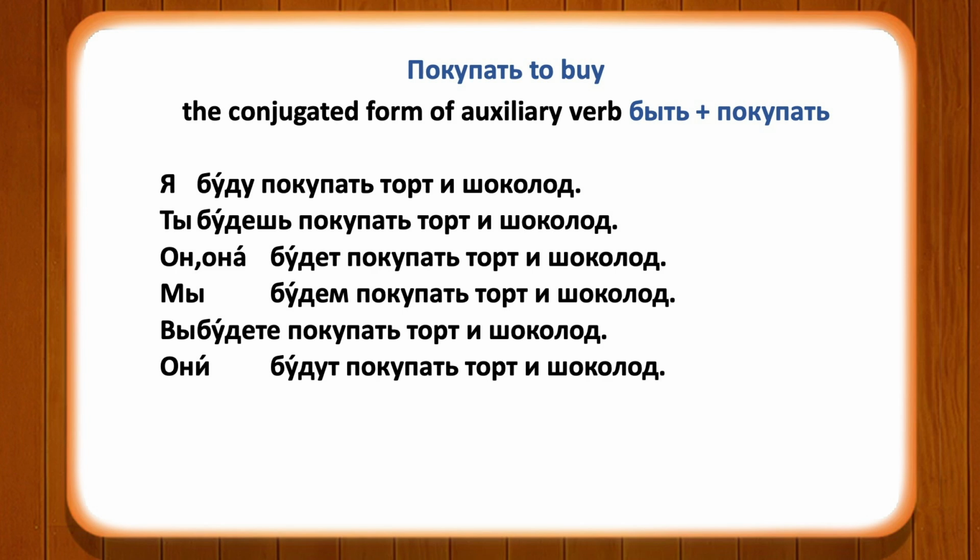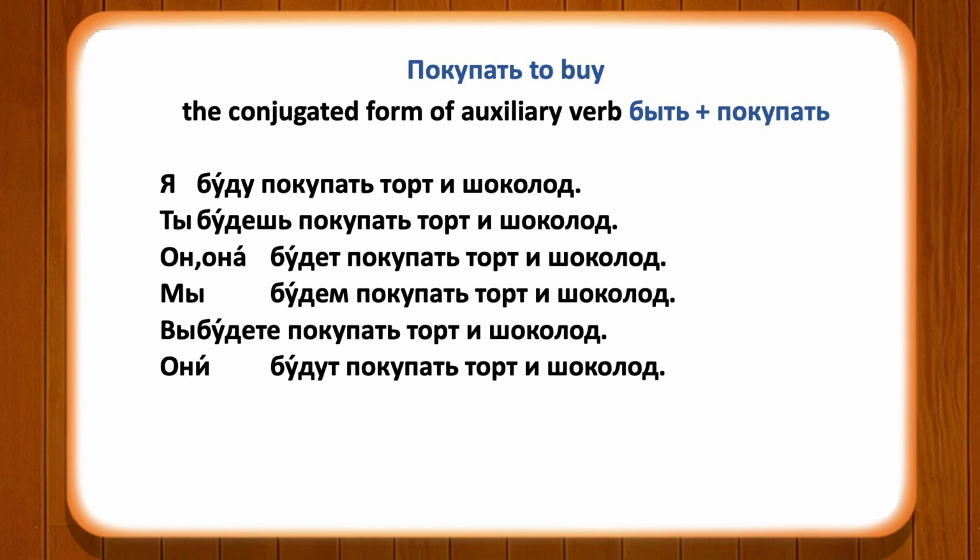Let us use the next verb покупать, which means to buy, in the future tense. Покупать means to buy. The future tense form will be formed by using the auxiliary verb быть followed by the infinitive form of the verb покупать, which denotes the action. So the future tense form would be я буду покупать, ты будешь покупать, он будет покупать, она будет покупать, мы будем покупать, вы будете покупать, они будут покупать.